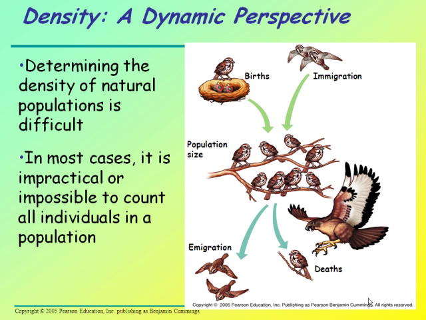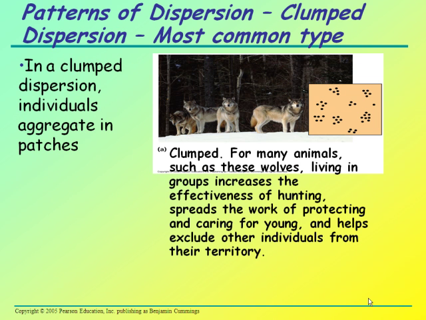So this is a diagram of density. Determining the density of a natural population is difficult, sometimes impractical or impossible to count all the individuals. Here we see the population dynamics, with births going in, deaths going out, and immigration. Deaths and emigration remove individuals from the population, but births and immigration add individuals to the population.